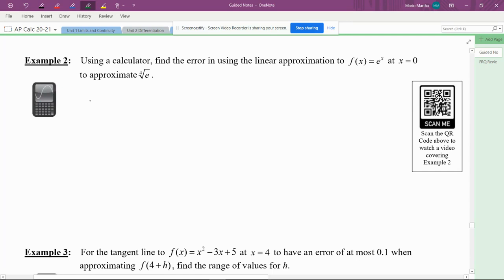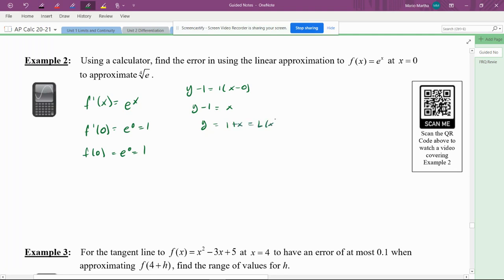So we're going to say that f prime of x equals e to the x, obviously. And then we can say that f prime at 0 also equals e to the 0, which is equal to positive 1. And then we know that f of 0 equals e to the 0, which is also equal to positive 1. So now our line, in point slope form, would be y minus 1 equals 1 times x minus 0, which in this case is just y minus 1 equals x. Add 1 to both sides, so you get y equals 1 plus x, and that's pretty much going to be our L of x.